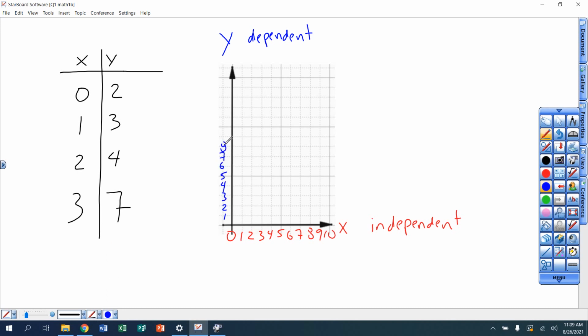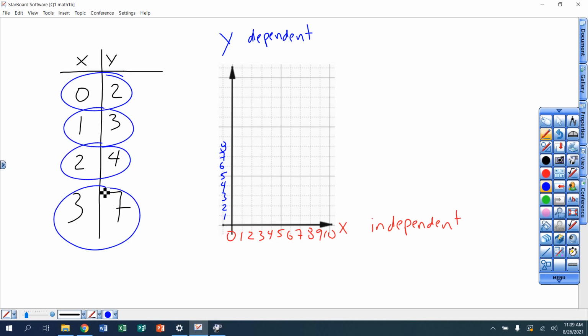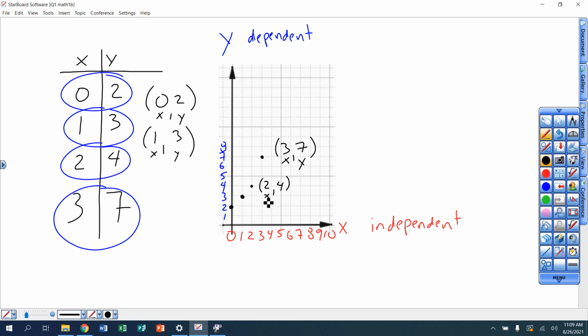Know that these are coordinate pairs. The X number is given and the Y number. That first pair, 0 is X, Y is 2. 1 is X, Y is 3. Plot them, 0 for X, 2 for Y. 1 for X, 3 for Y. 2 for X, 4 for Y. Up, jumping 3 up to 7. Those are those coordinates. Be nice for you to label them for me. Label X and Y.